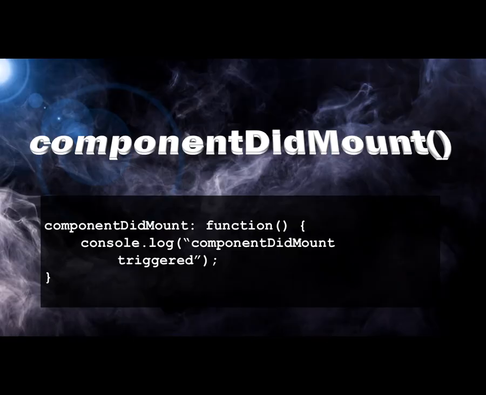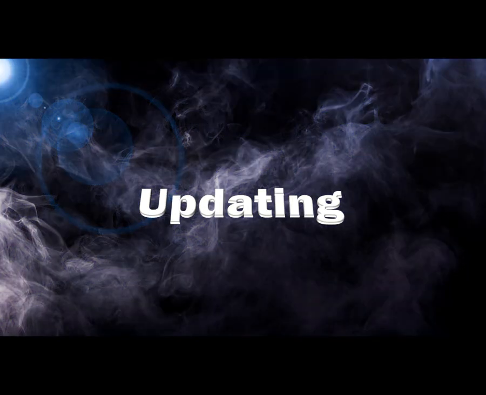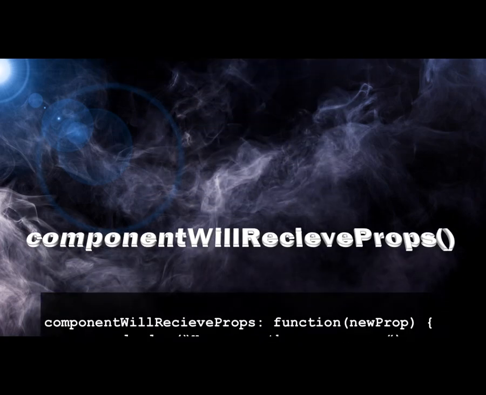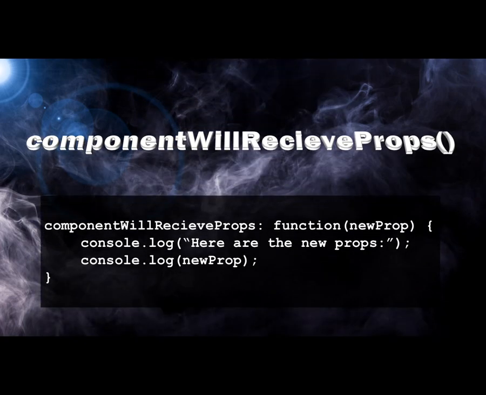Awesome. Let's talk about all of the things that could be triggered for updating. So let's start with the first one that gets triggered. Component will receive props. This is what happens when the props change. So this will get triggered whenever the parent component has changed what's getting injected into props.